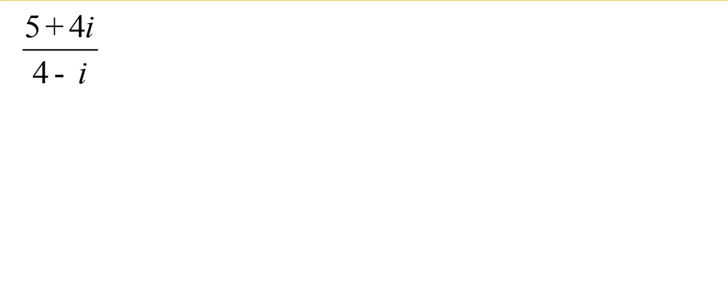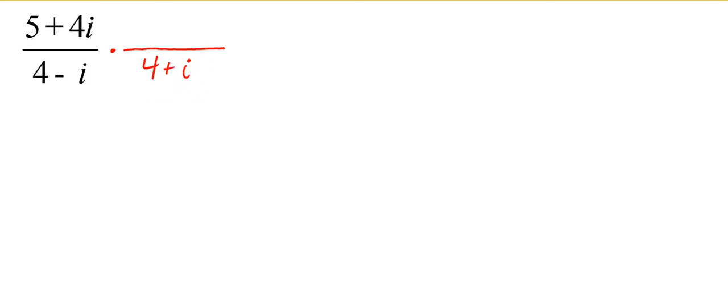Dividing complex numbers essentially amounts to rationalizing the denominator, meaning that we're going to make it so there's no more i term in the denominator. To accomplish that, we want to multiply the top and bottom of our fraction by the conjugate of the denominator. The conjugate is found simply by changing that middle sign and nothing else. So the conjugate of 4 minus i is 4 plus i.